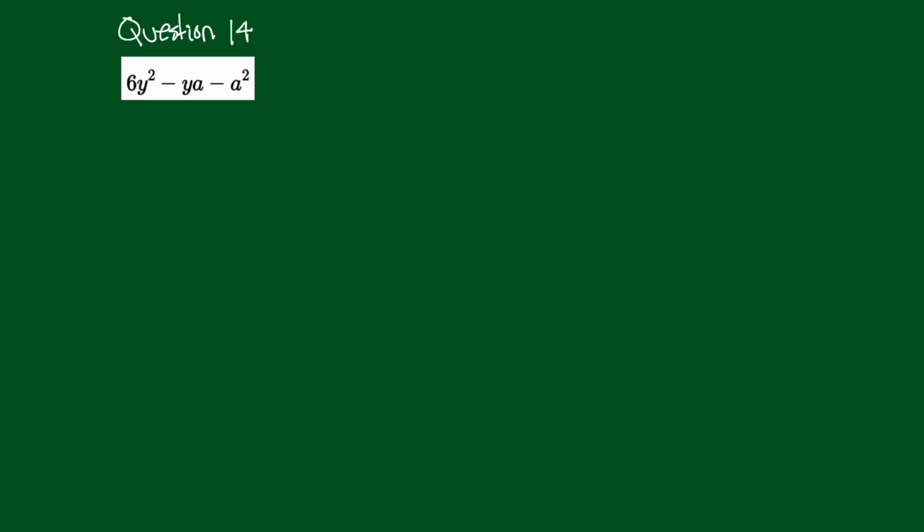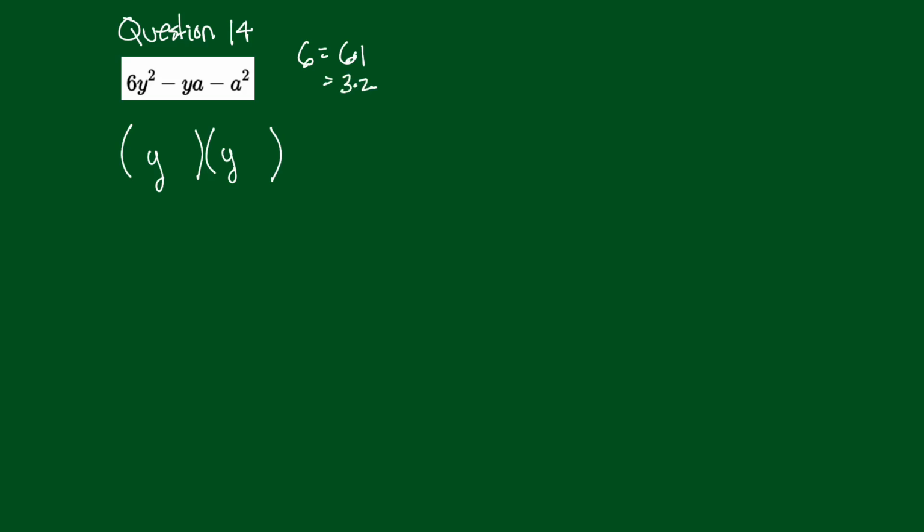Question 14, we've got y's and a's. So I've got two variables here. I see nothing in common, right? 6, 1, and 1. There's not a y in each one, and there's not an a in each one. So I'm going to start by writing my parentheses, anticipating I can do this. And now I come to this 6y squared. Now I know that I'm going to have a y and a y. But what do I want to use for that 6? Do I want to use 6 and 1, or do I want to use 3 and 2?